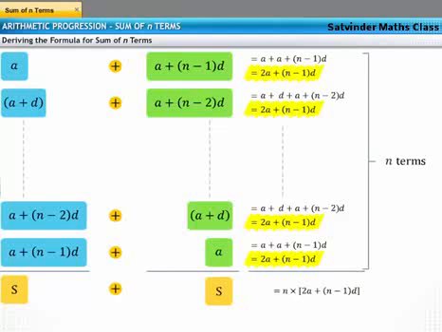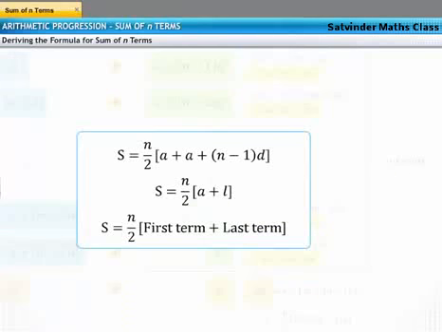As we are adding the two APs, the sum of n terms will be doubled, that is, it becomes 2S. So, to get S, that is the sum of n terms of an AP, you have to divide the equation by 2. Thus, you get the formula for S. S equals n divided by 2 multiplied by 2A plus n minus 1 multiplied by D. On further simplification, you get the sum of n terms in an AP. S equals n divided by 2 multiplied by the first term plus last term.